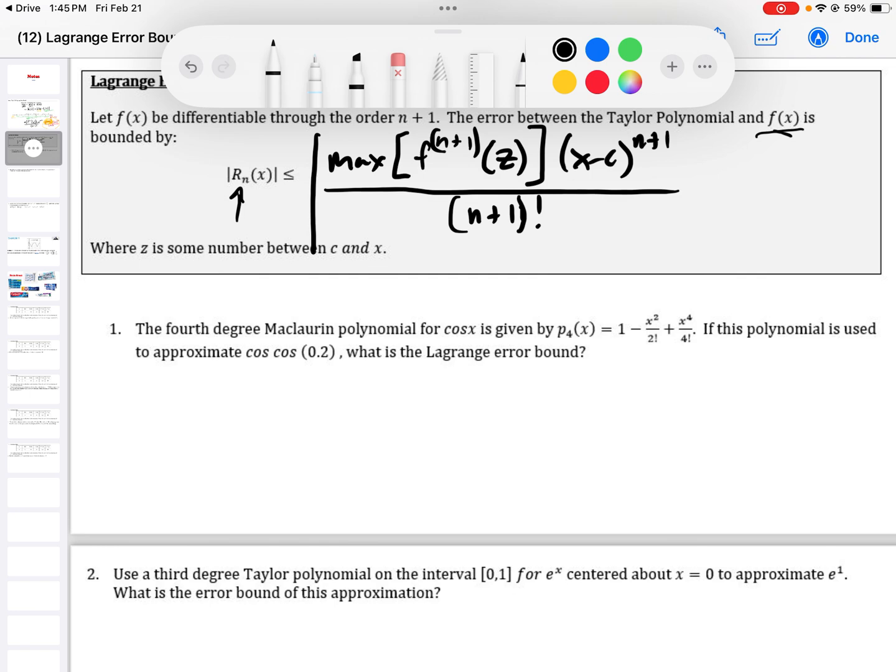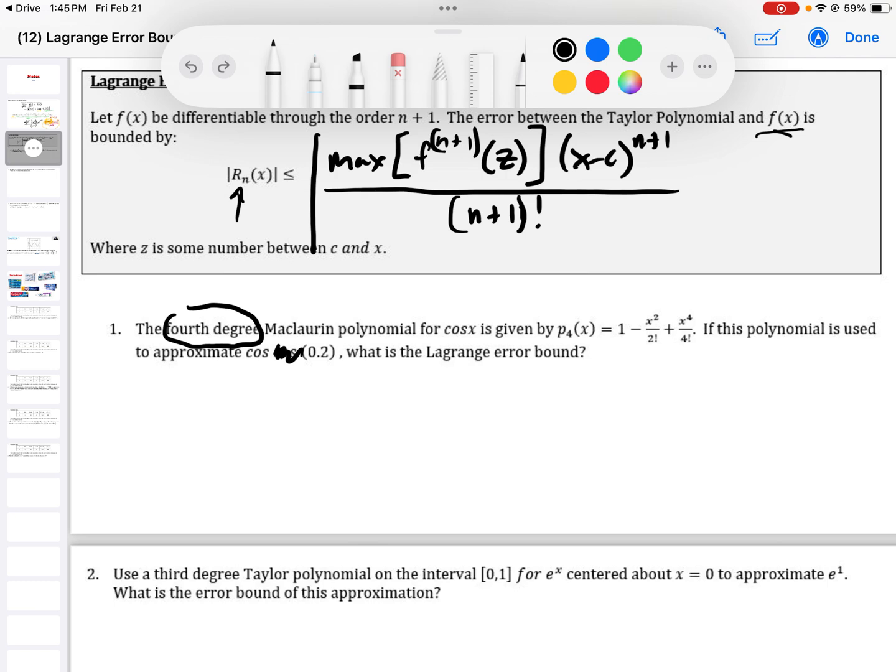It says the fourth degree Taylor polynomial for cosine of x is given by P sub 4 of x equals 1 minus x squared over 2 factorial plus x to the fourth over 4 factorial. If this polynomial is used to approximate cosine of 0.2, what is the Lagrange error bound? Just think of it as the next term. Just like in the alternating series, the error bound is always less than the next term.